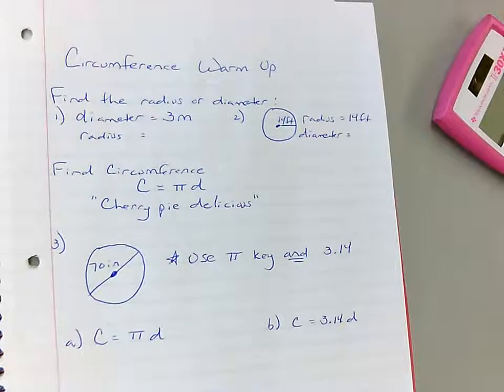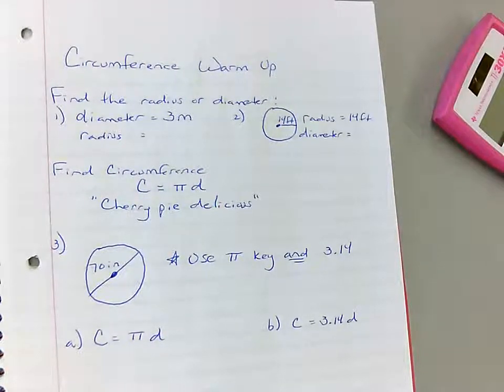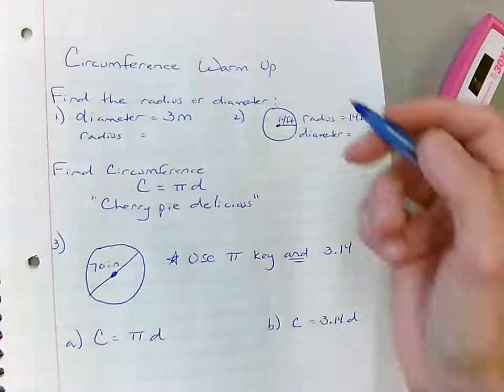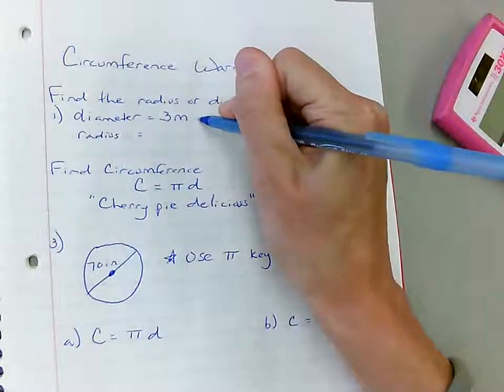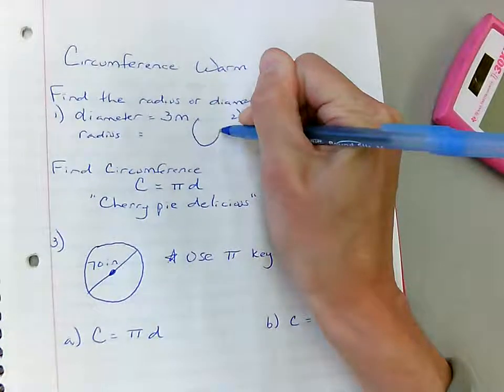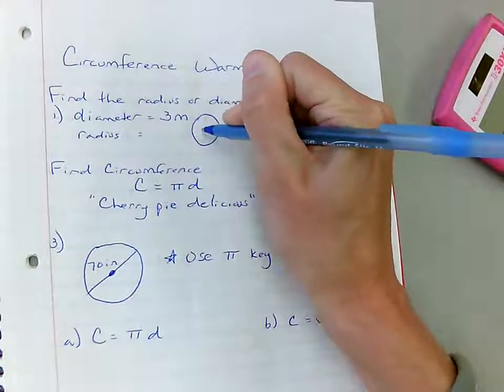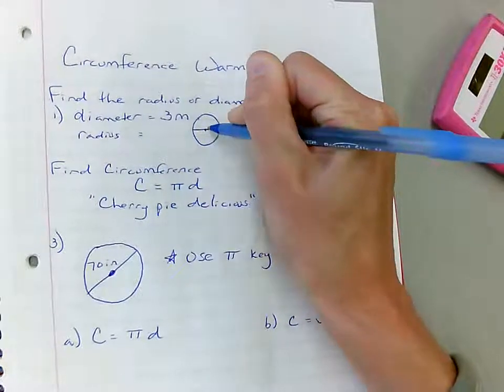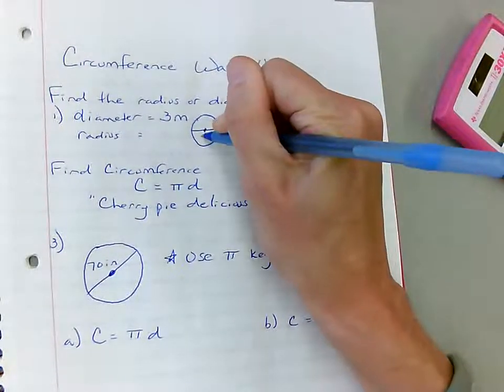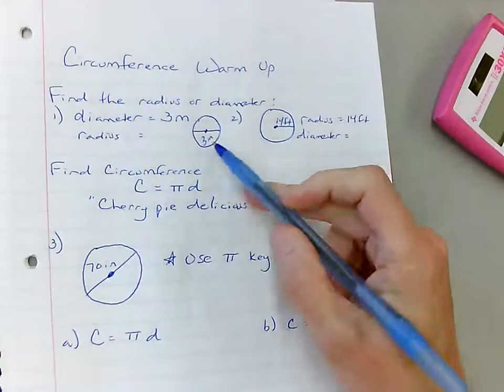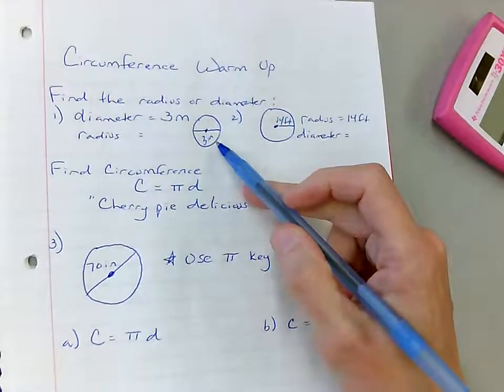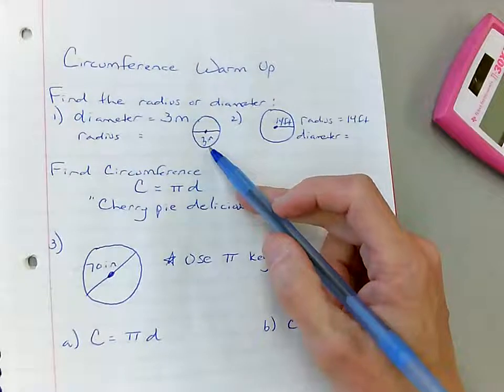So let's just go back and review that real quick. If you have that diameter, that 3 meters, now I didn't draw a picture for number 1, but if you feel like you need to, then by all means you can. So if you need to see visually what that looks like, it's all the way across and it goes through the center. All right, so your diameter goes all the way across end to end through the center point, 3 meters.